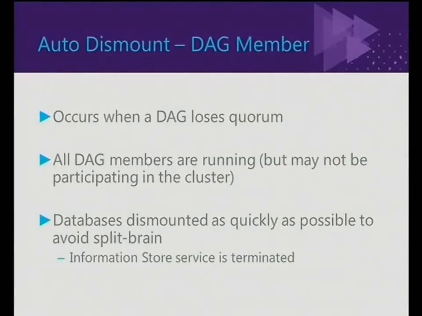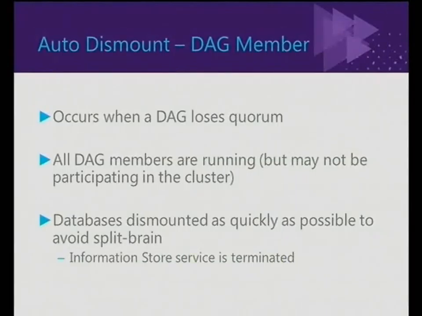There's one case that allows the SAM to take its own action, and that, of course, is when the DAG member has lost quorum. When that happens, the SAM terminates the information store. And in doing so, that dismounts all the databases. That is the only action that we allow the SAM to do on its own. Otherwise, the SAM's real purpose in life is to sit there and respond to queries from client access and from hub as to where a user's mailbox is located. Okay, that's really the only intended purpose of the SAM.